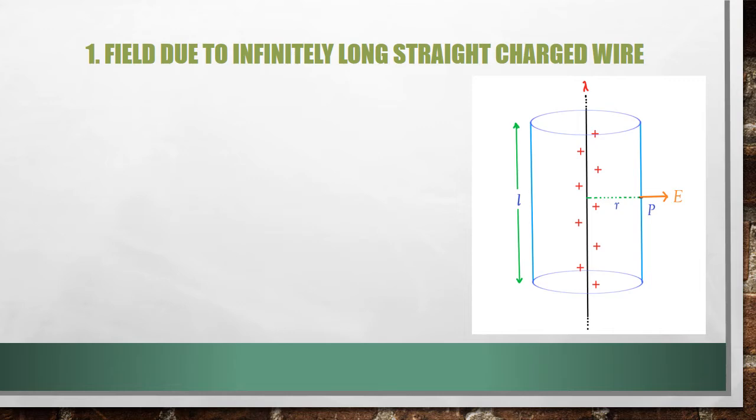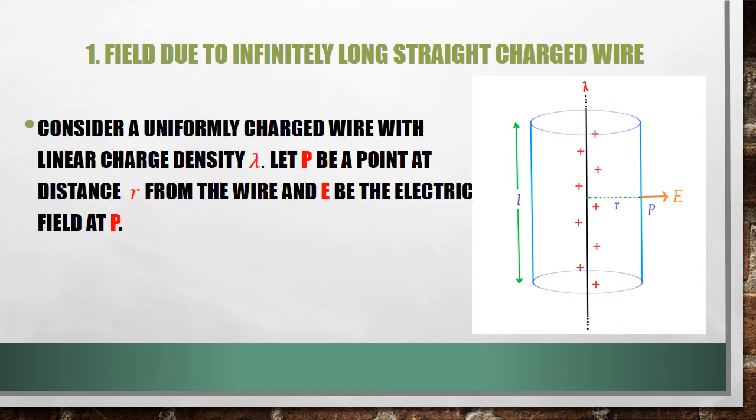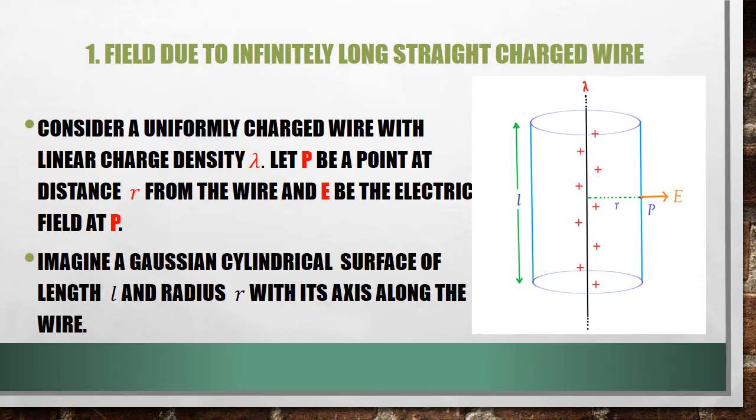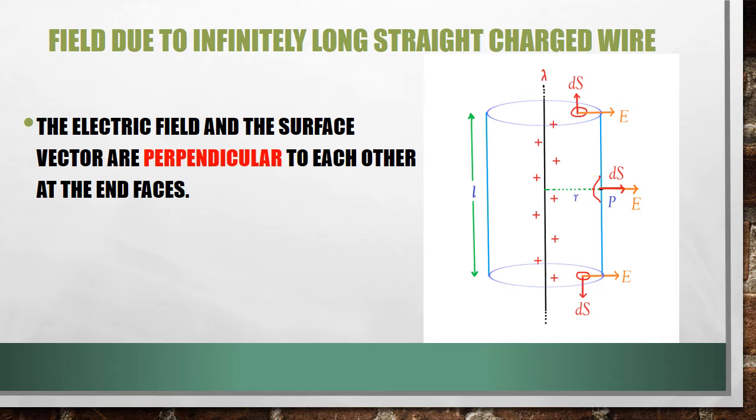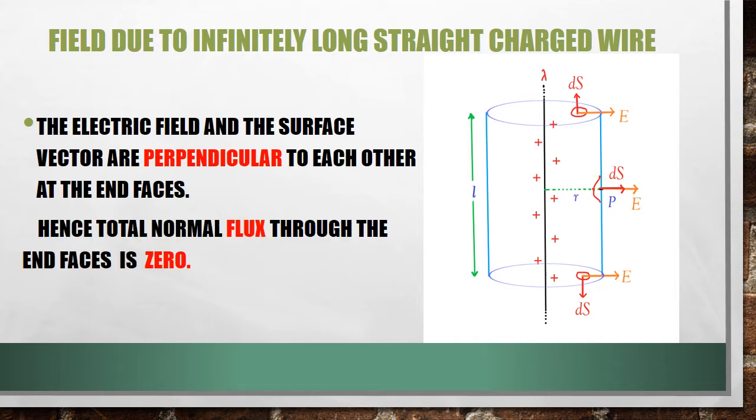Number 1. The field due to an infinitely long straight charged wire. Please refer to the diagram. Consider a uniformly charged wire with a linear charge density lambda. Let P be a point at a distance r from the wire and E be the electric field at P. Imagine a Gaussian cylinder of any length L and radius r with the line charge as axis. The electric field and the surface vector are perpendicular to each other at the end faces. Hence, the total normal flux through the end faces is 0.